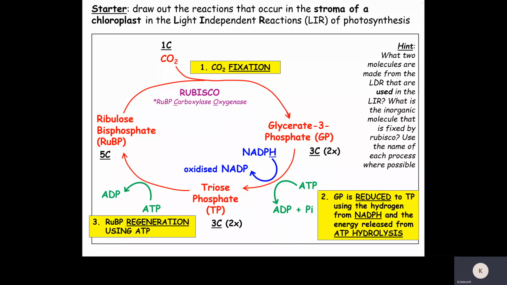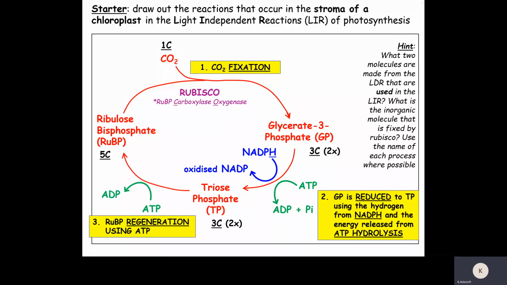So in the light independent reactions in the stroma, there's 3 processes that happen: carbon dioxide fixation, the reduction of GP to triose phosphate using ATP and NADPH, which are both produced from the LDR reactions in the light at the thylakoid membrane, and the regeneration of RuBP, the 5-carbon compound, from a number of different triose phosphate molecules. And that again requires some ATP.